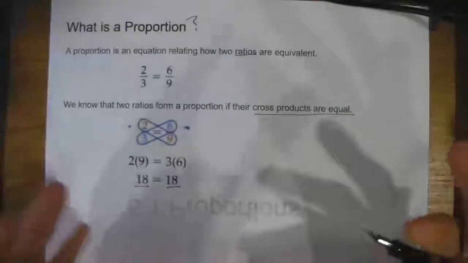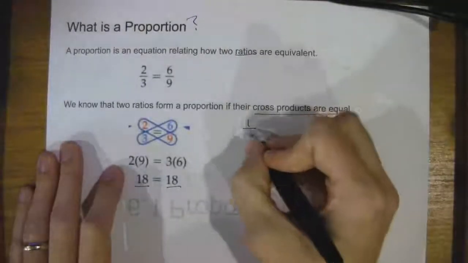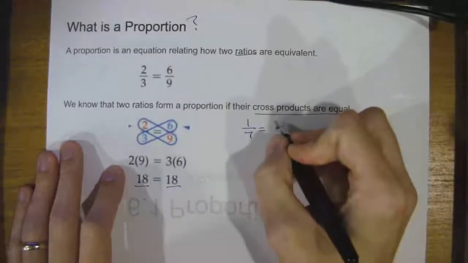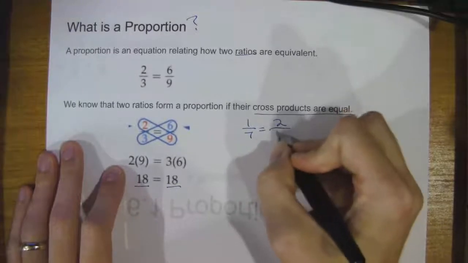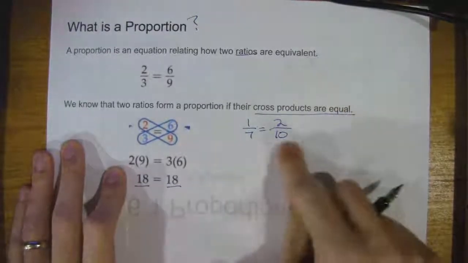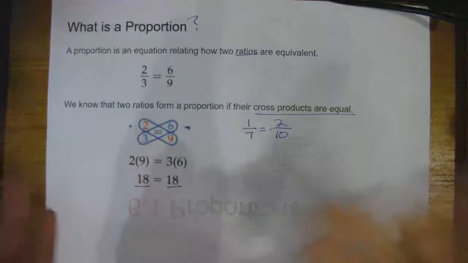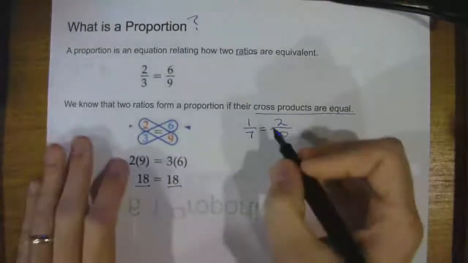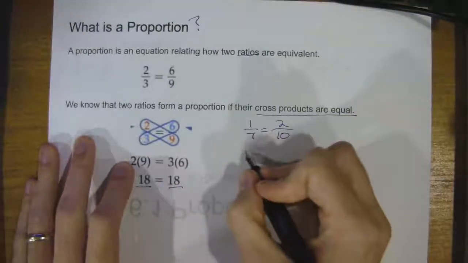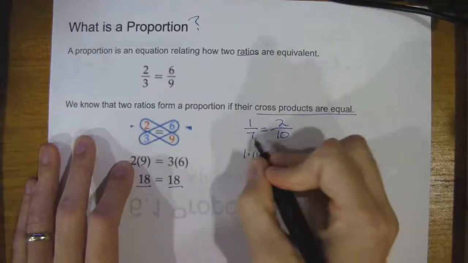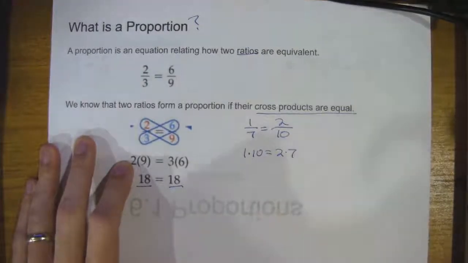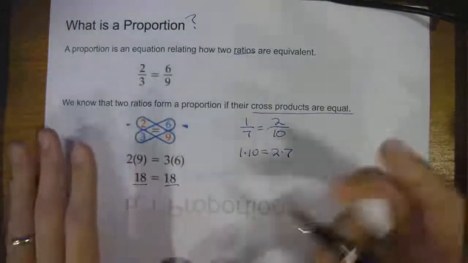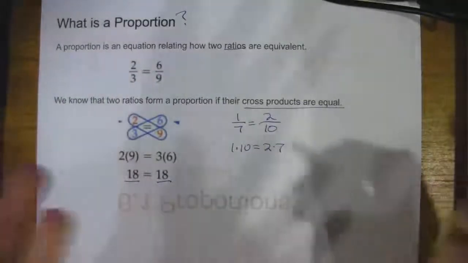If I had another set of ratios, for example, say, 1/7 and, I don't know, 2/10, I could test that to see, are these a proportion? Do these ratios form a proportion or not? And again, I could simply do cross products. So I could multiply 1 by 10, 2 by 7, and just see, do they equal? If they are, wonderful, they're proportional. If they aren't, okay, well then they're not.